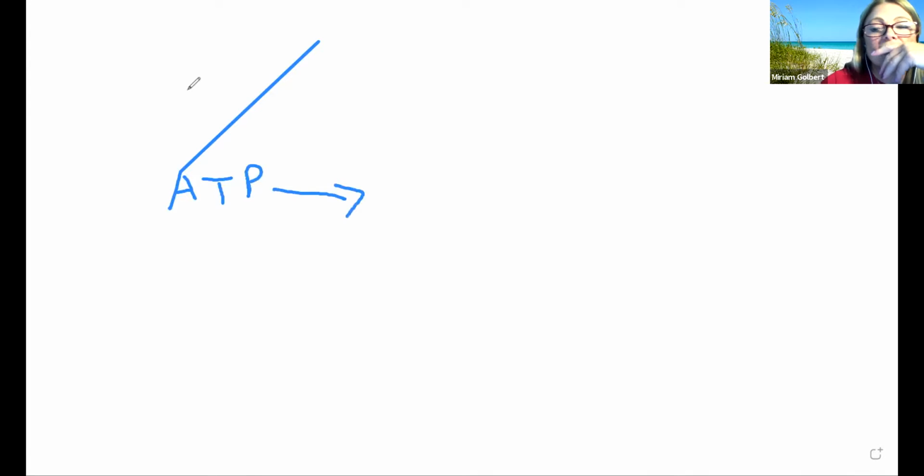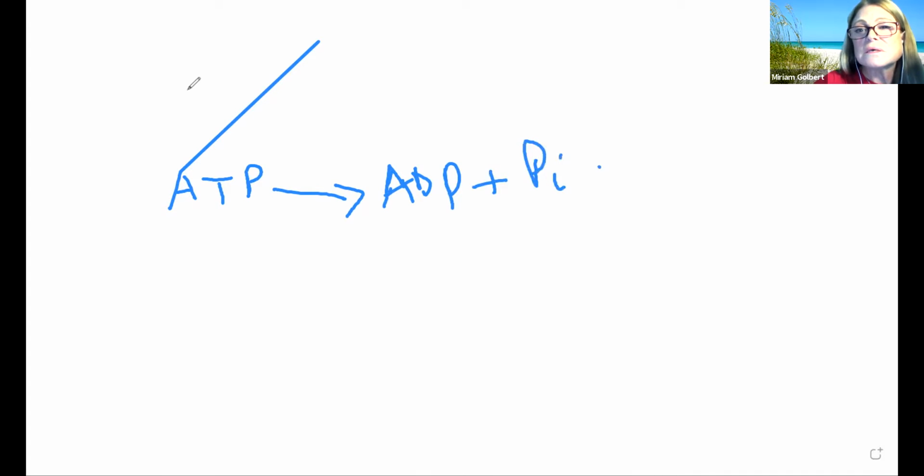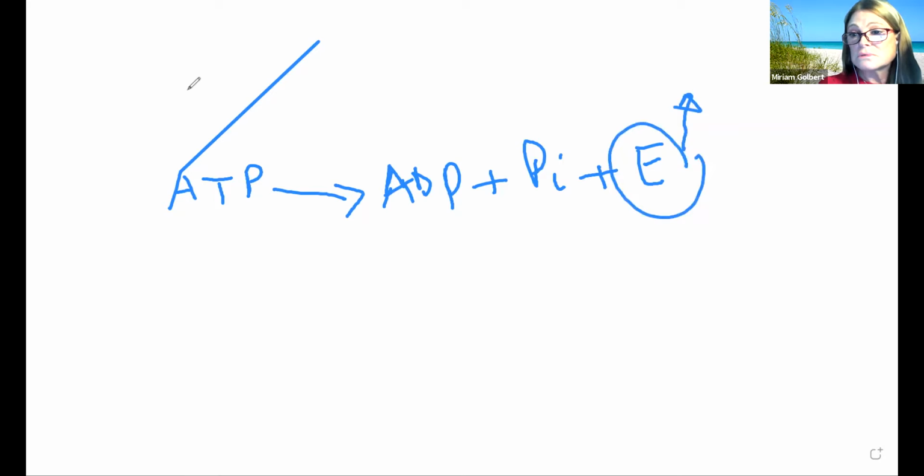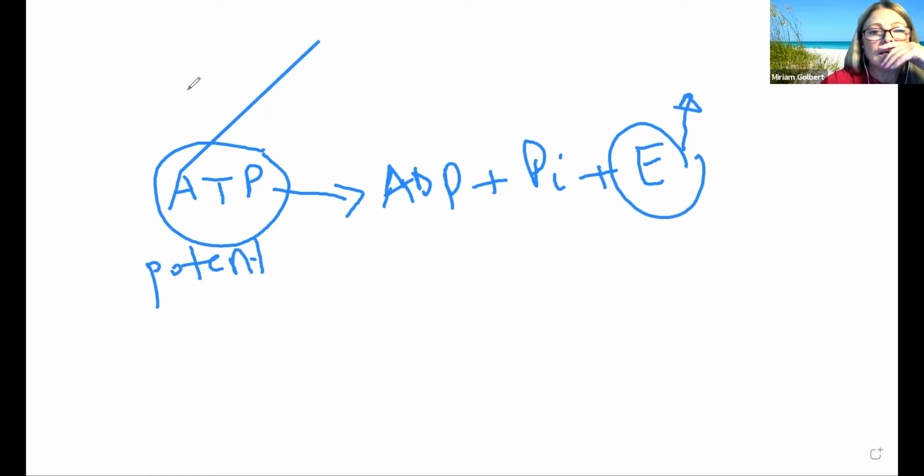ATP, when it hydrolyzes or breaks down, this is the same thing, becomes ADP plus inorganic phosphate. But what else? It releases energy. So that's the energy that we use for cellular work. In this case, it will be for the power stroke, right? To do that pivoting, right?